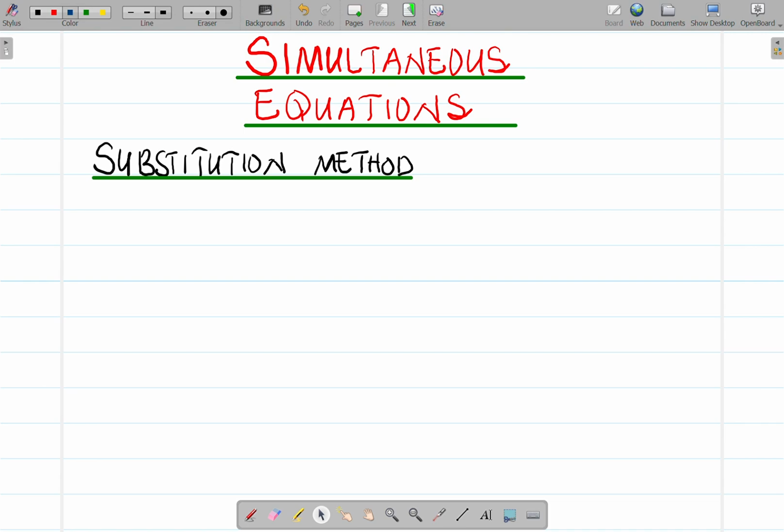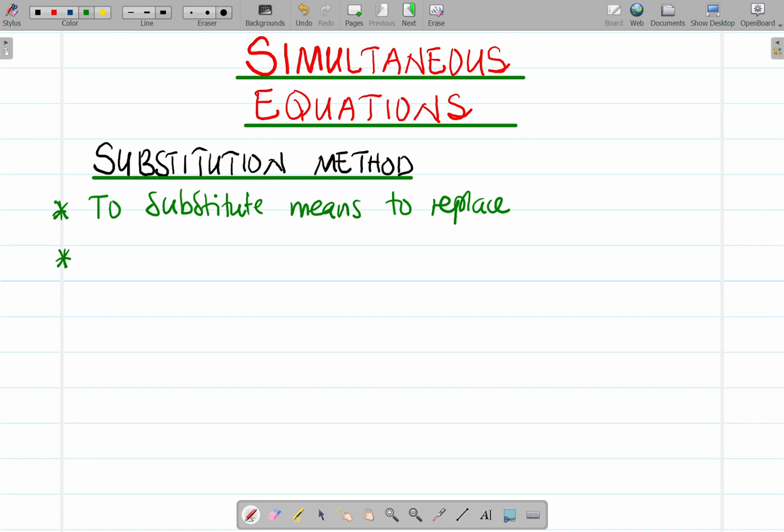Substitution method. Now, what does it mean to substitute? Very important. To substitute simply means to replace. Now the question is, when can I use the substitution method?